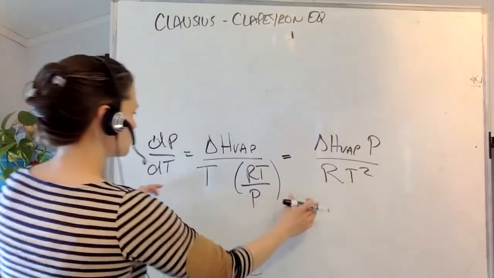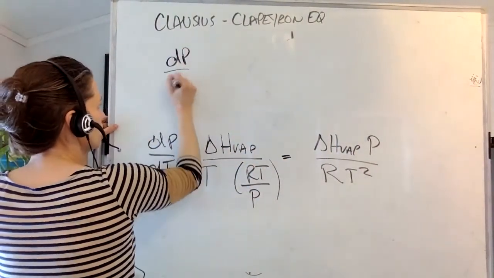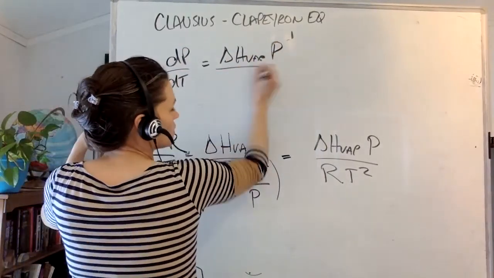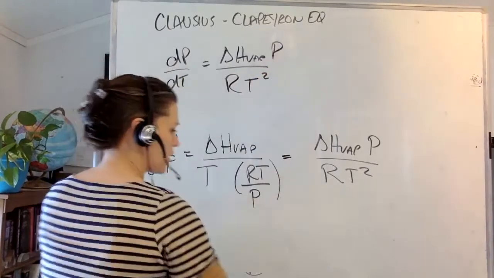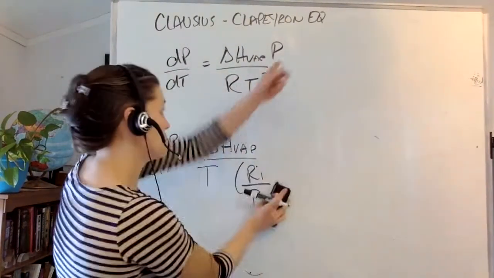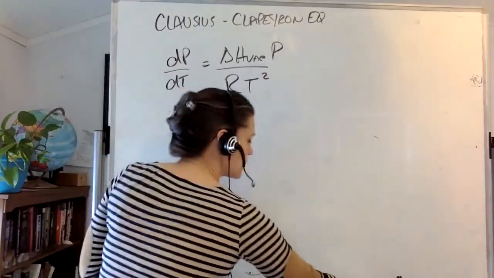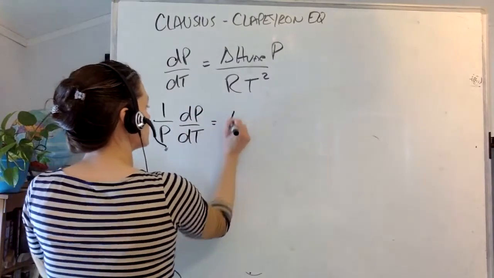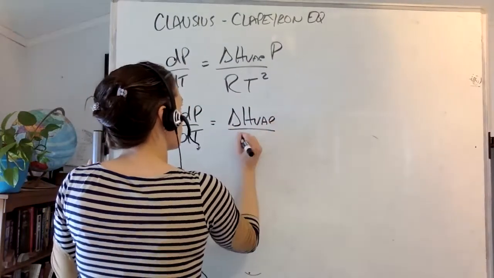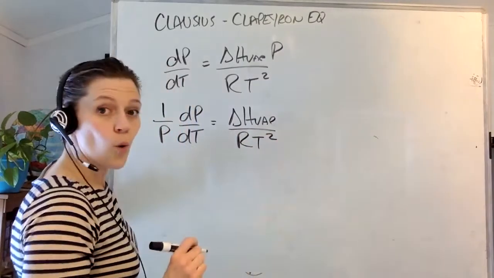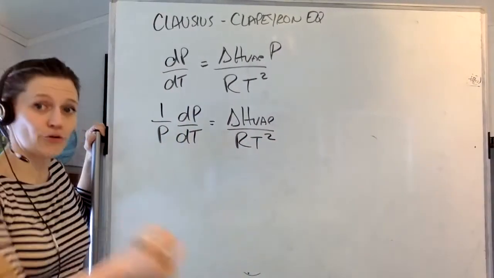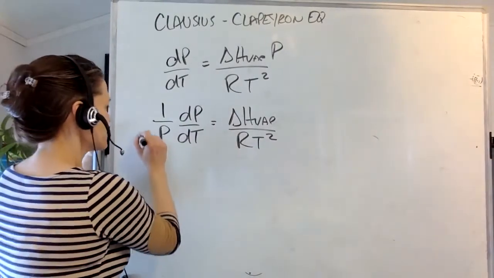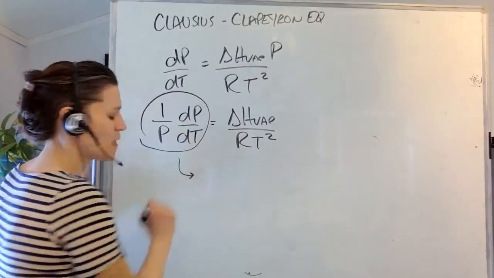Okay. So I've got dP/dT is equal to delta H vaporization times P divided by RT squared. Now what I'm going to do is take this P and move it to the left-hand side: 1 over P dP/dT is equal to delta H vaporization over RT squared. Why am I doing this? Because it's really healthy for you to see how we make this next step happen. This is a nifty little trick.